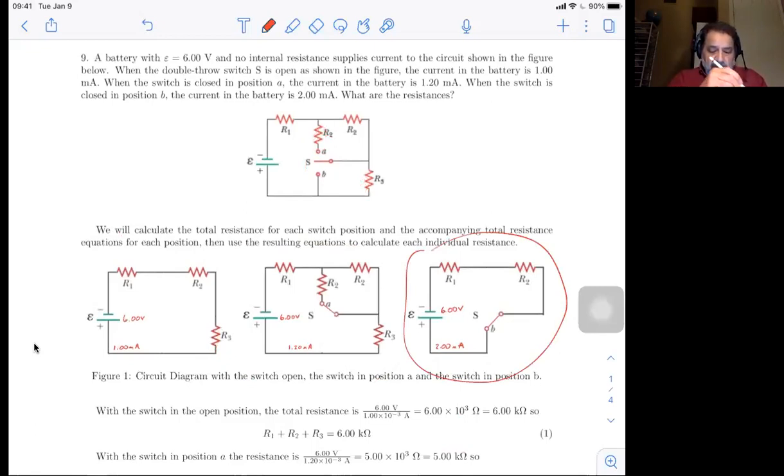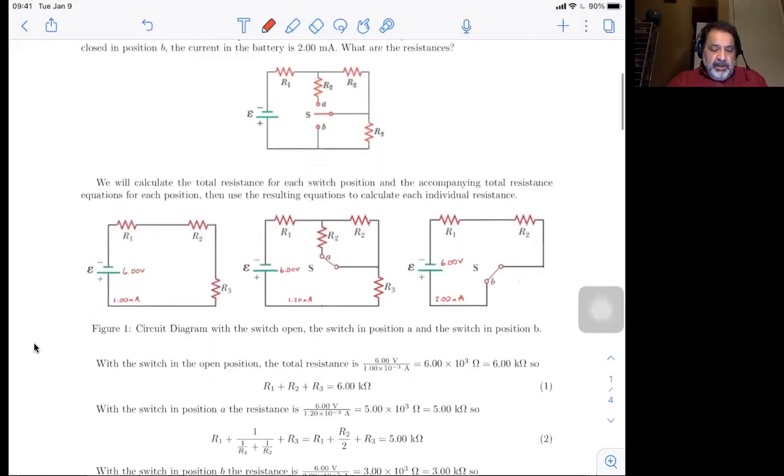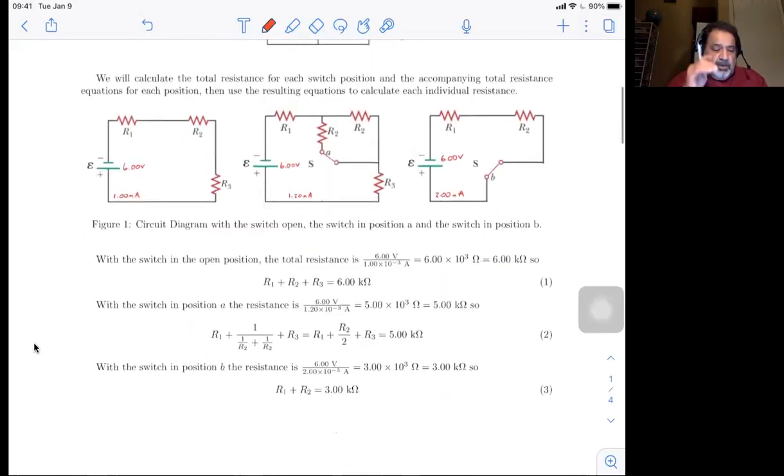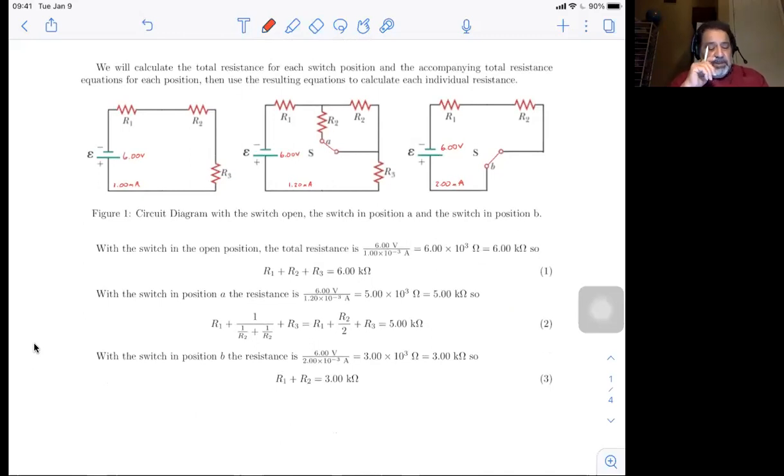So let's clear those, and these are the circuit diagrams. The caption says circuit diagram with the switch open, the switch in position A, and the switch in position B. With the switch in the open position, the total resistance is 6 volts divided by 1 milliamp, 1 times 10 to the minus 3 amps, and you get 6 kilo ohms. So we know that the formula for the equivalent resistance is just R1 plus R2 plus R3, and that's equal to 6 kilo ohms. So we have our equation 1.